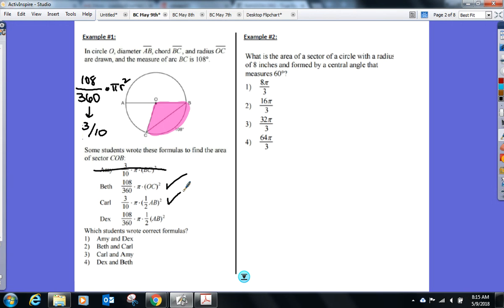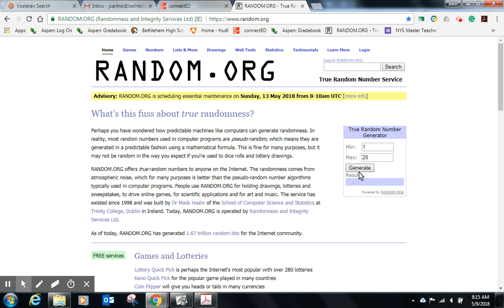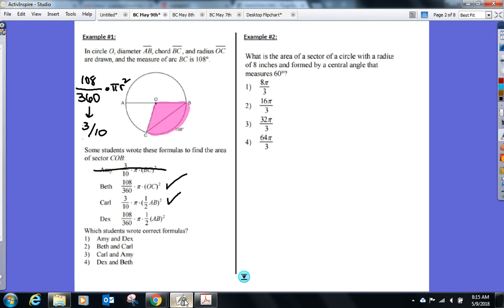And finally, Dex. I'm sure it's short for Dexter. He is wrong. I see 108, I see the pi, and I see him taking 1/2. Which one do you have to do first here, James? What's he squaring?